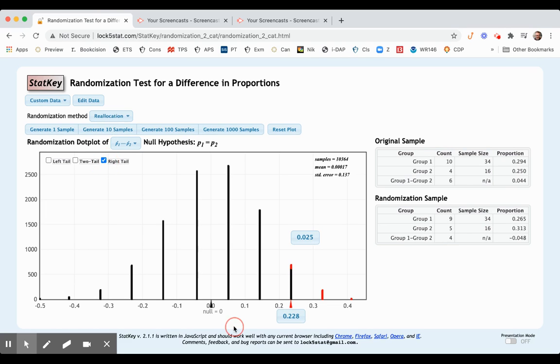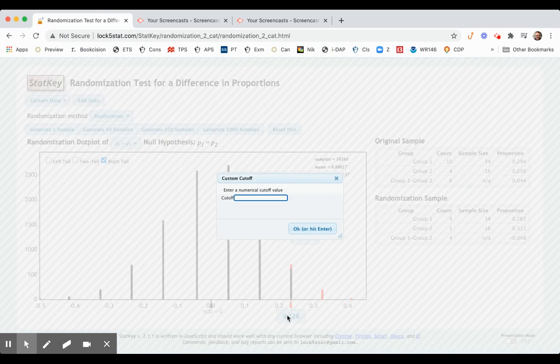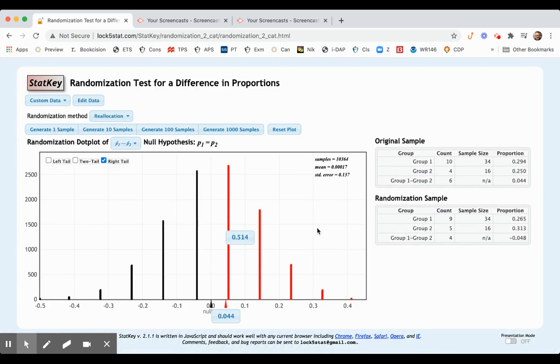Now, if we click on right tail, what's interesting is we can ask the computer to tell us what percent of all the simulations ended up at 0.044 or higher. So it's going to shade in red the simulated proportion of times that we got a difference of 4.4% or even higher. This is essentially a p-value. This is a randomization test version of a p-value. This is the probability of getting a difference that we got, or even more extreme if the null is true.